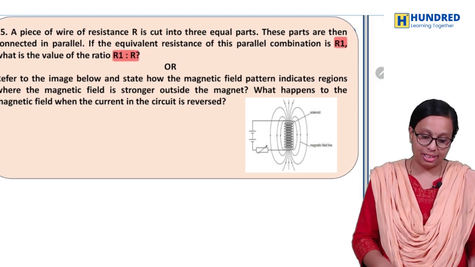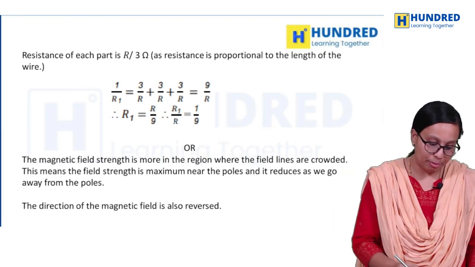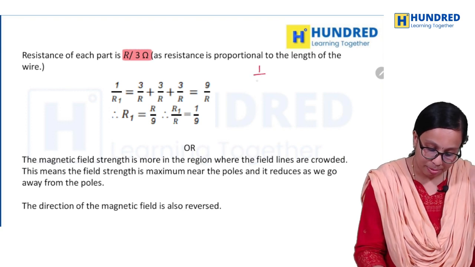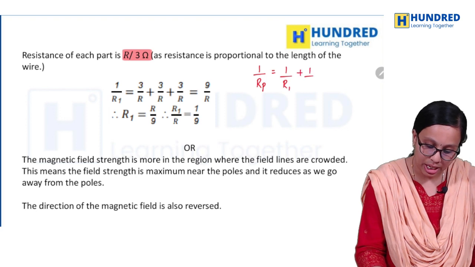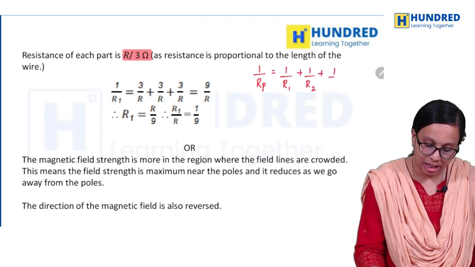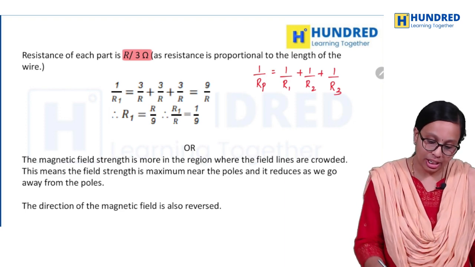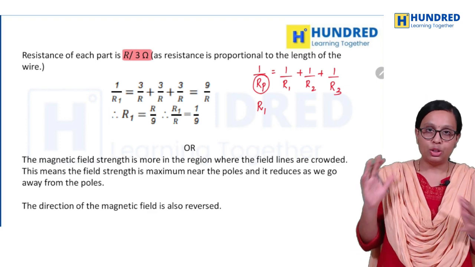Okay, so first we'll solve this sum. Now R is being split into 3. So each resistance will be R by 3. If it is a parallel connection, we know the formula is 1 by Rp is equal to 1 by R1 plus 1 by R2 plus 1 by R3. Here they have mentioned the equivalent resistance as R1. Okay. So it's R by 3.